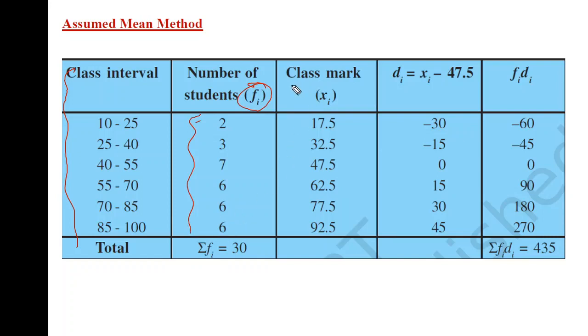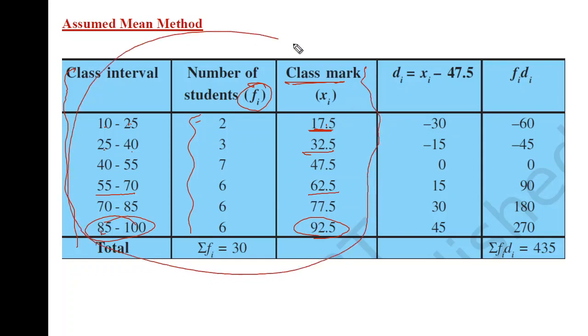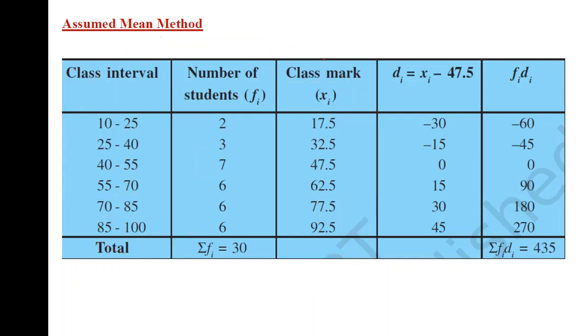Okay, again class mark, same story. Class mark: 10 plus 25 divided by 2 is equal to 17.5. 25 plus 40 divided by 2, same. 55 plus 70 divided by 2. 85 plus 100 divided by 2. Okay, so after this we have changed nothing. Okay, so here what we will do, we will assume a mean.